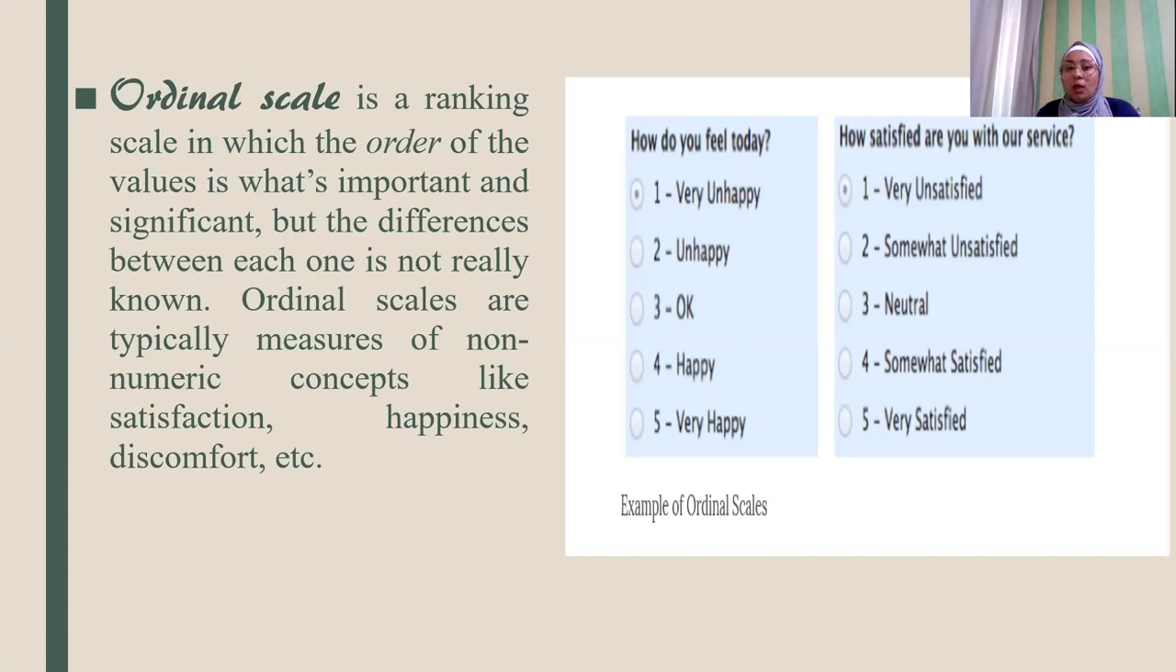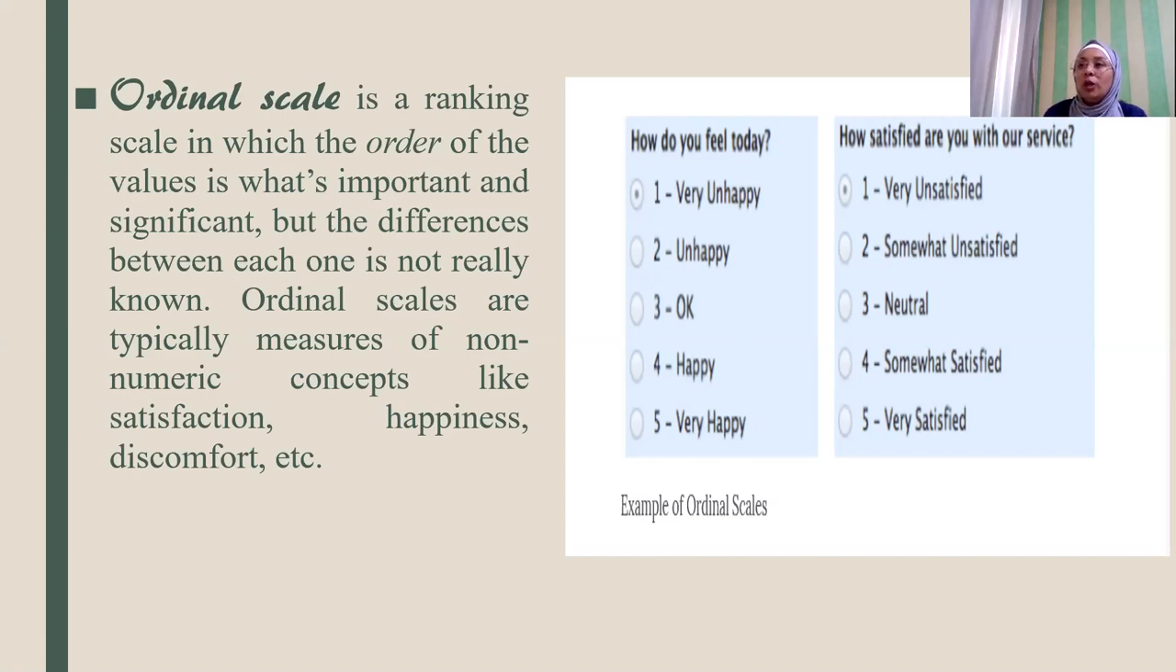Okay. فبنقول عندنا إن the ordinal it is the ranking of the scales. It is the order of the things. It's the order of the value. It is what's important and what's significant. See, هنا the order it reflects what's significant, what's more important and what's not important. The ordinal scales are typically a measurement of the non-numeric values.